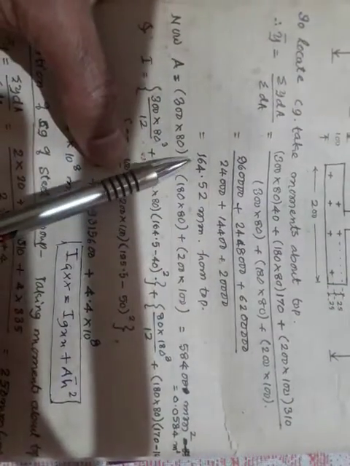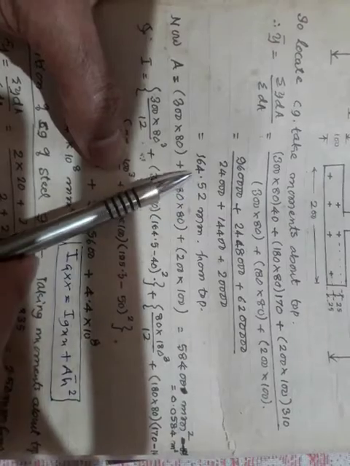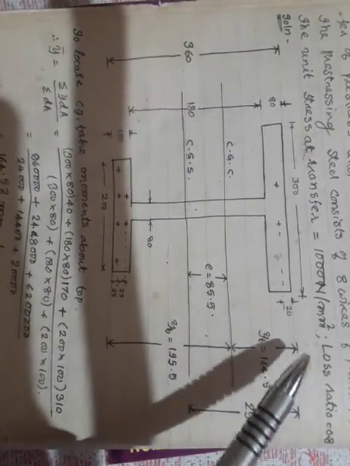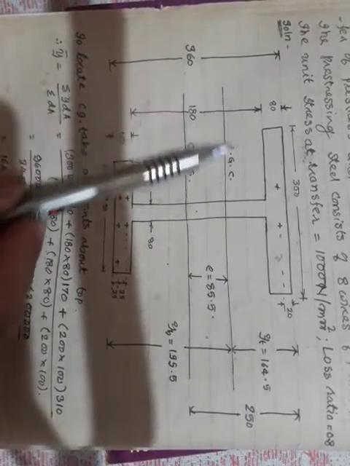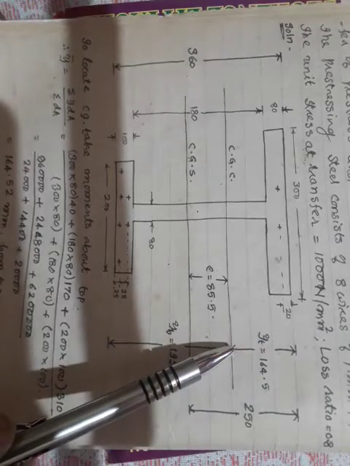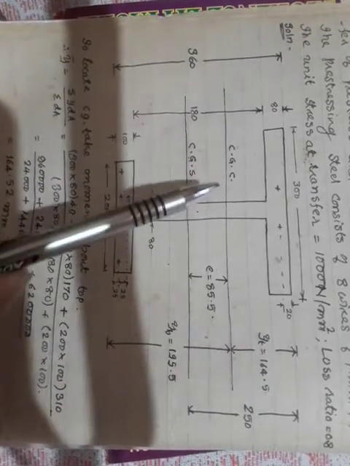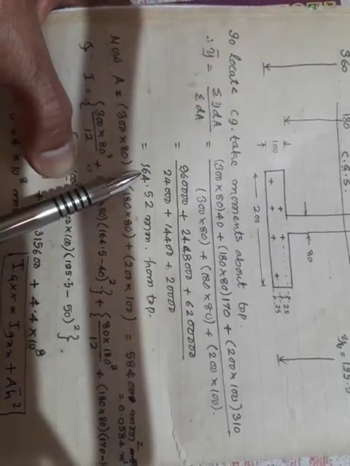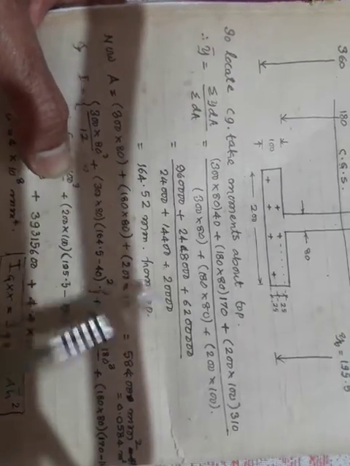So that will give me y bar as 164.52 mm from the top, because I am taking the moments from the top. Am I right? So CGC lies at a distance of 164.5 mm from the top. This is your y bar. Now CGC lies here, not at the mid center. As you have calculated, the y bar value is 164.52 from the top, so from here to here it is y bar.